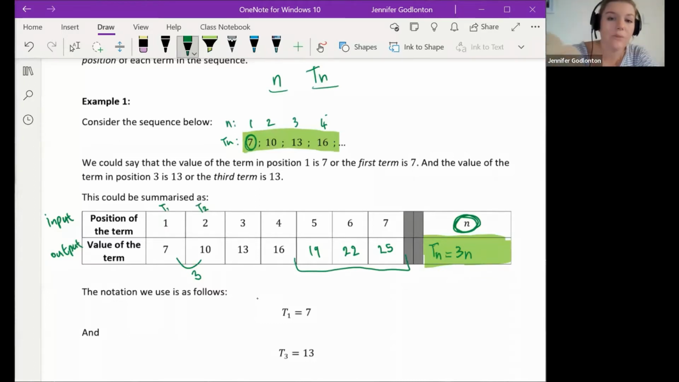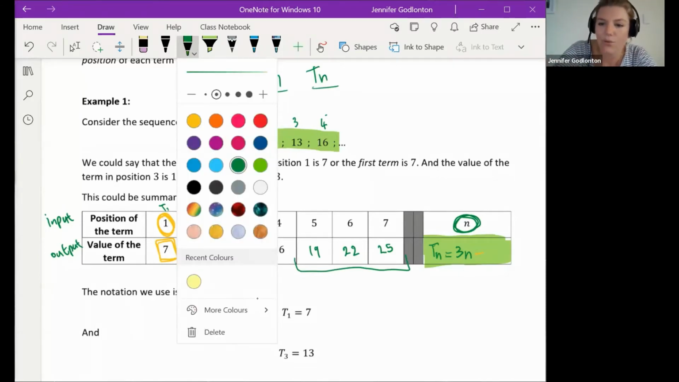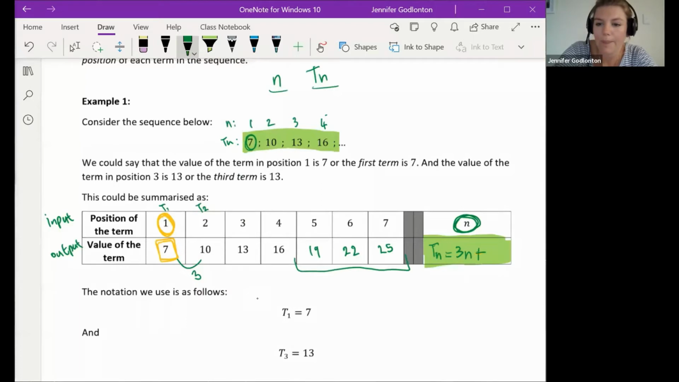So what we do now is we do the same thing as we did in our previous one. We take this first term and we say 3 times n, so 3 times 1 is 3, and I need to get to 7. So how do I get from 3 to 7? What do I have to add? I have to add 4. And so our formula becomes Tn is equal to 3n plus 4.